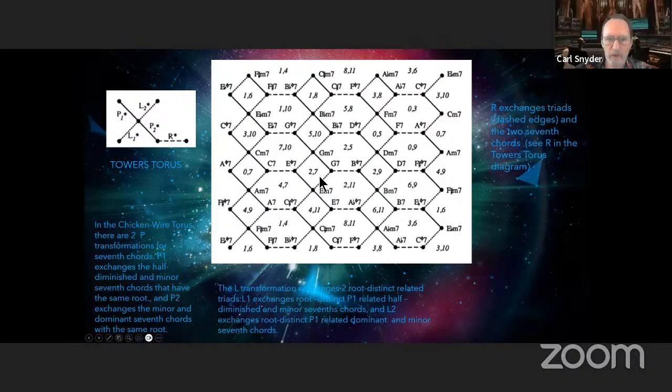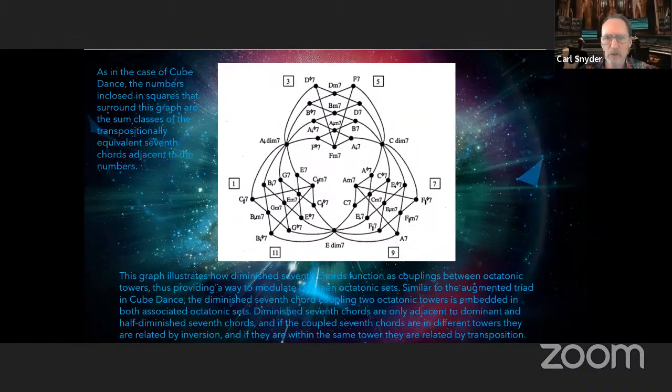So we could probably spend a half hour here and maybe get nowhere, but I'll leave that with you to peruse at your leisure, because here's what happens. Now we've got the diminished seventh chord attached to the octatonic tower, right? Another diminished chord over here, another diminished chord over here, as ways to get from octatonic tower to tower. In other words, we just solved Neo-Riemannian transformation for seventh chords.